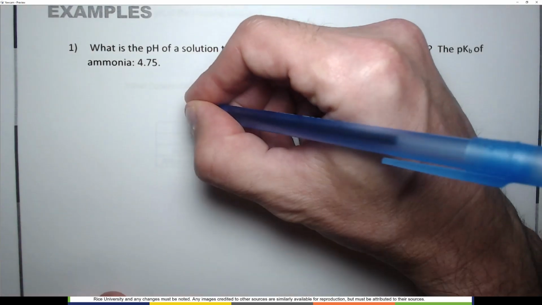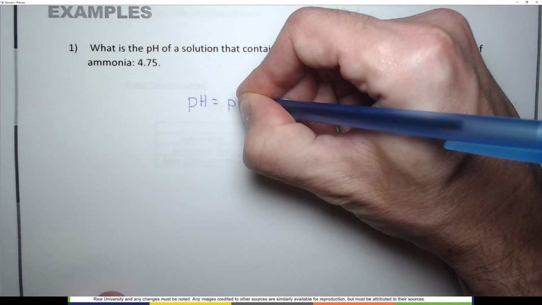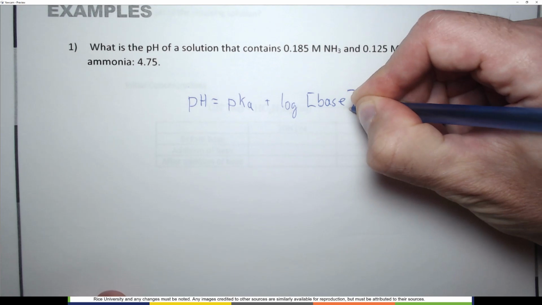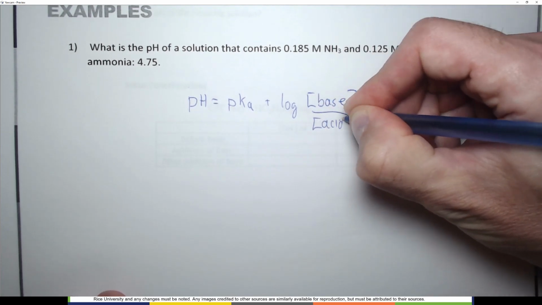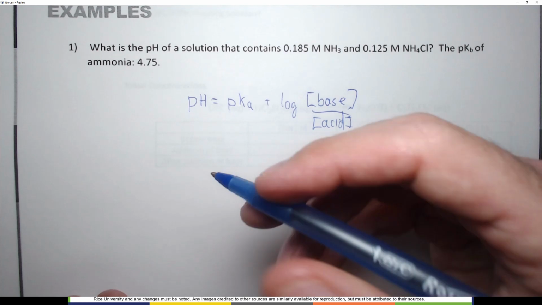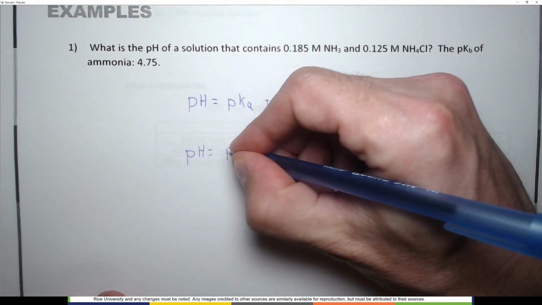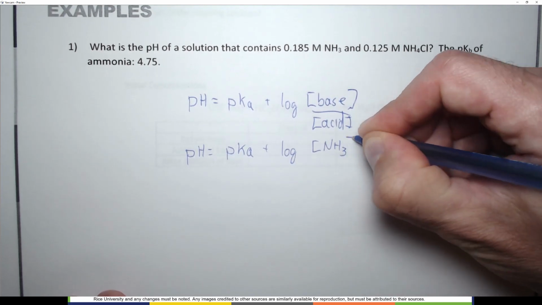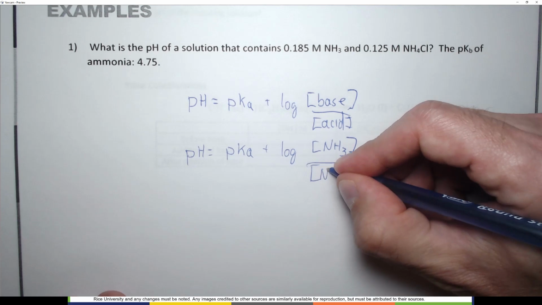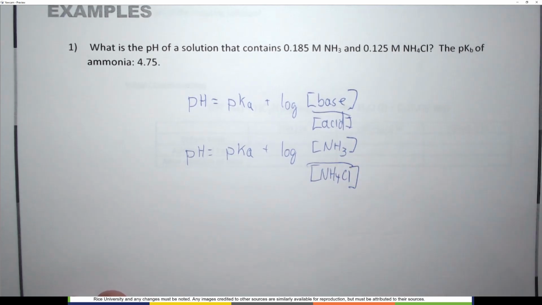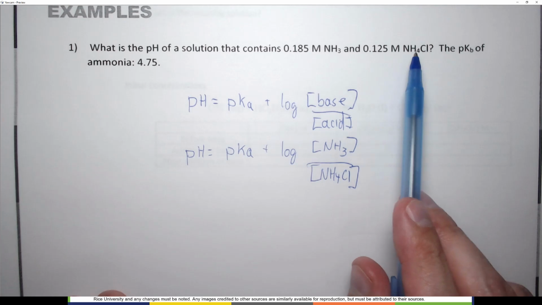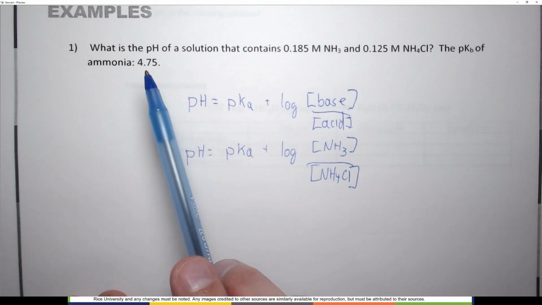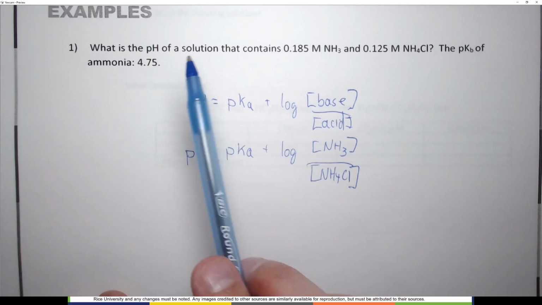You'll remember that pH equals the pKa plus log of the concentration of base over the concentration of acid. In this case, the base is the NH3. So the pH equals the pKa plus log of the concentration of NH3 divided by the concentration of NH4Cl. The base is this one, and the acid is this one, because this is the conjugate acid of this weak base. The problem here, of course, is we don't have the pKa, we have the pKb.